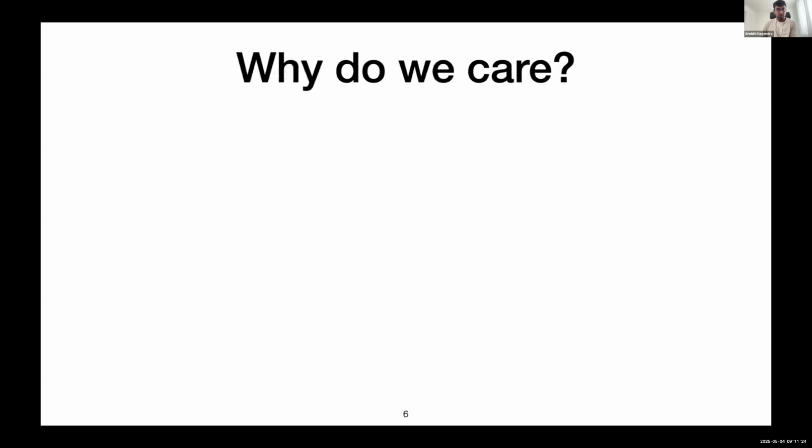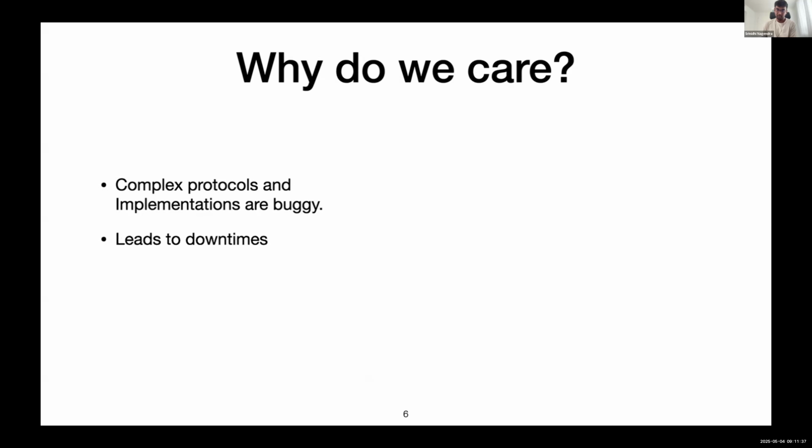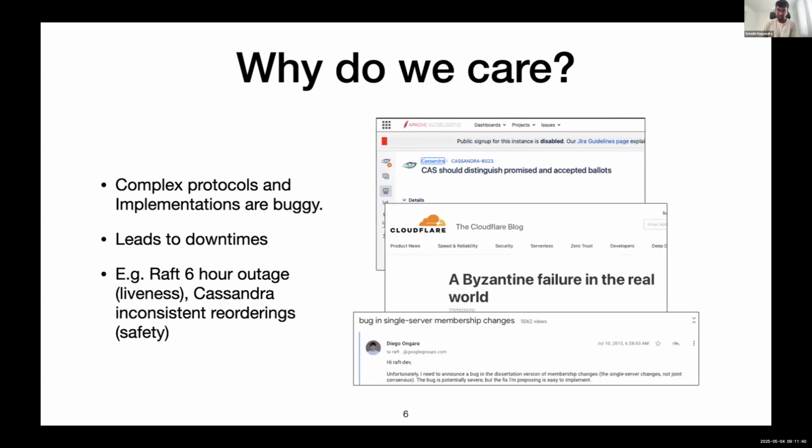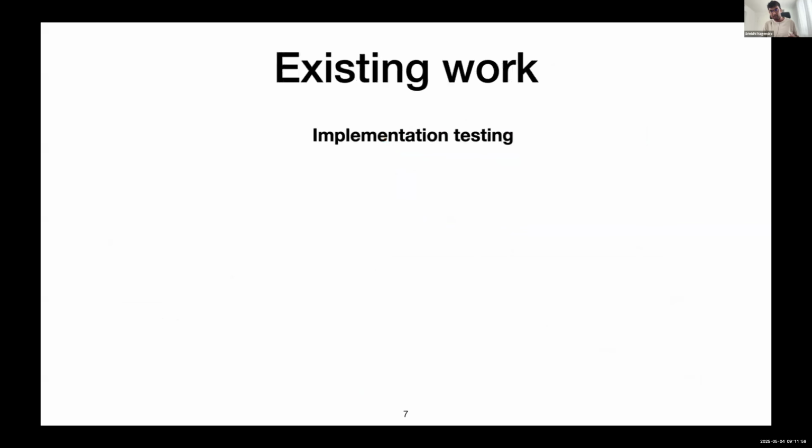But why do we care about this? It's a bit of motivation that I don't think is much needed for this community, but these are complex distributed protocols, and their implementations are always buggy. They lead to a lot of downtimes. Some examples that I'm familiar with, especially the Cloudflare outage. I really liked that article and how they used Raft and how they were able to fix it and so on. Okay, so it's important, and there's been a lot of work that has been put into testing the implementations.